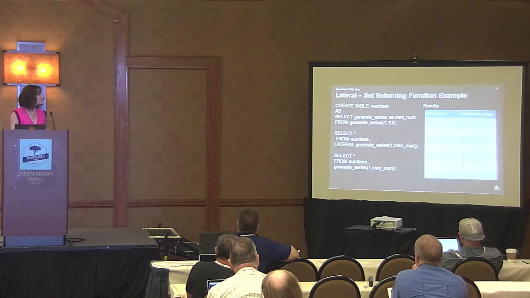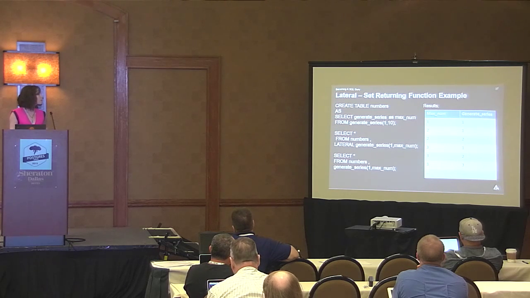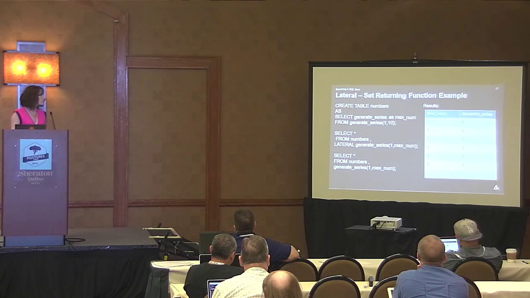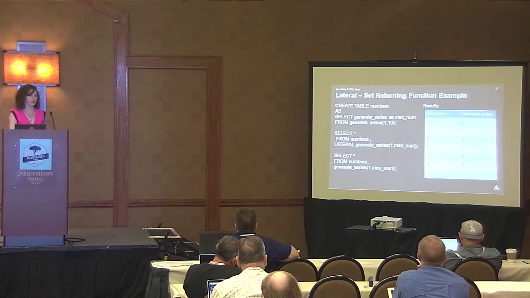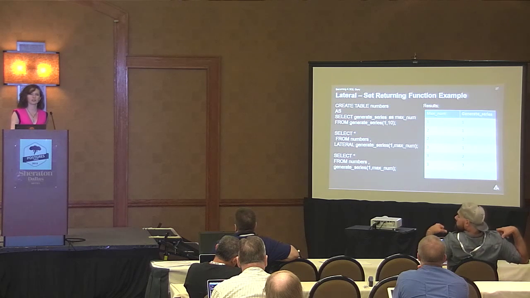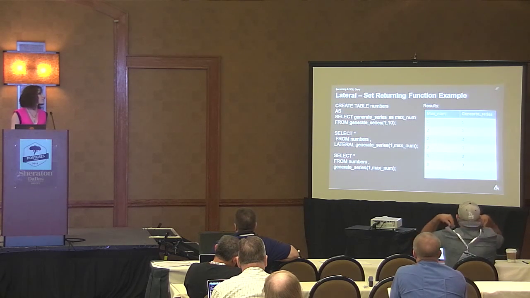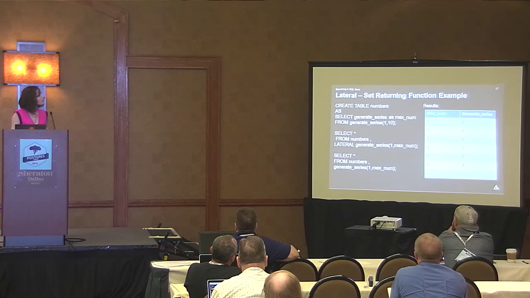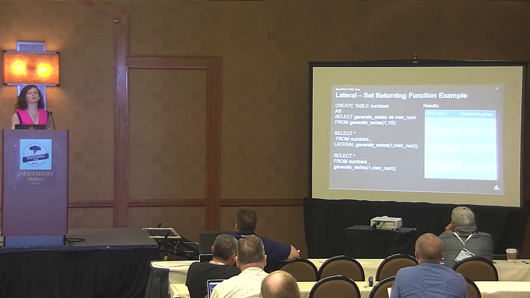So we're going to give an example. We're going to create a table for numbers with a generate series. We're going to generate a series of 1 through 10. We're then going to select from that table that we've generated and lateral join it to another series that's using the maximum number from the previous series as the max. So in this particular case, you can see that the two select statements at the bottom, even though one specifies lateral and the other does not, will actually give us the same results because it's a set returning function. We can see our results on the left-hand side.